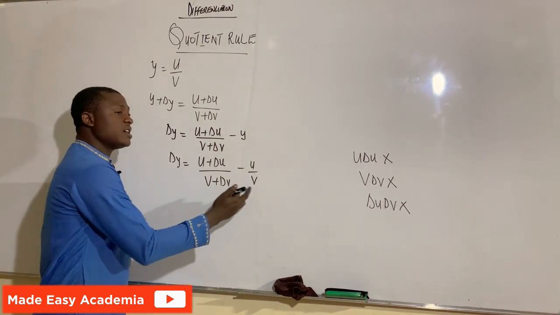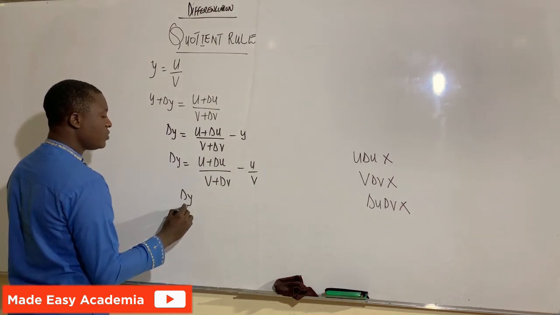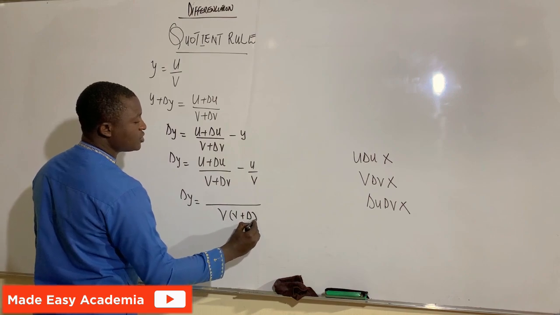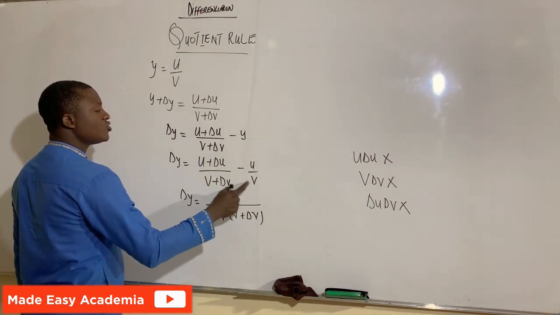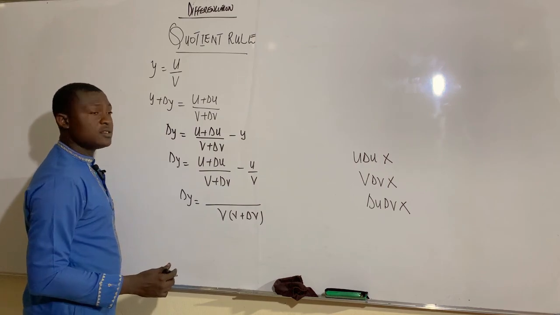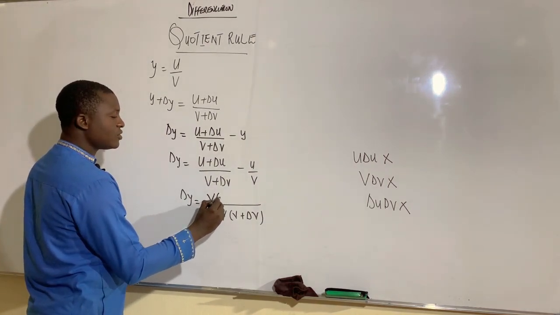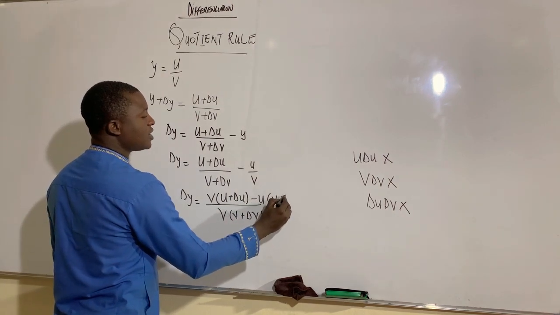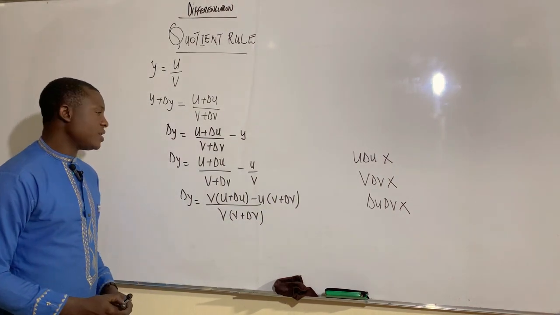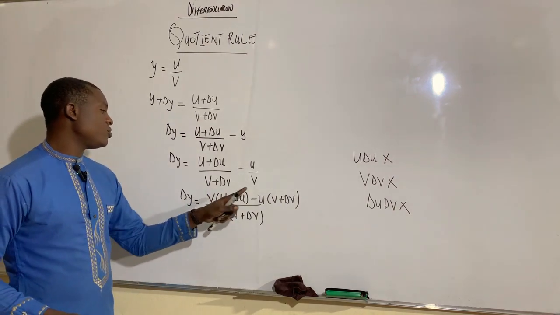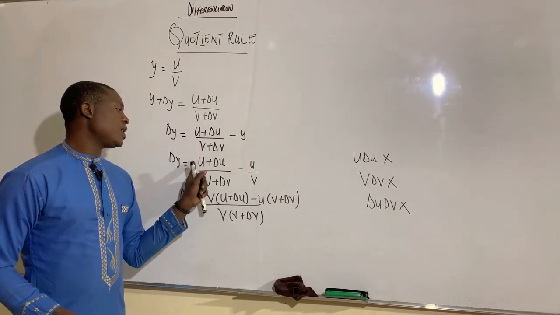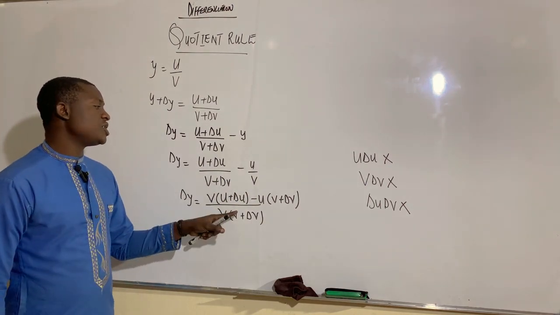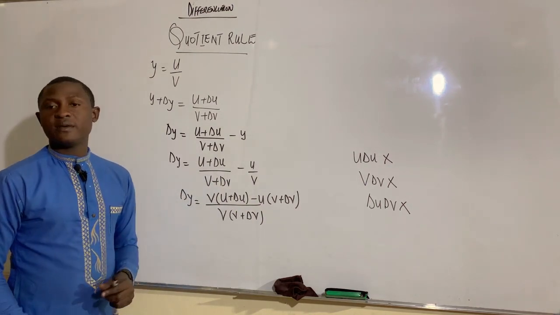So now, by taking the LCM, to combine them together, we have change in y. The LCM of this is going to be v bracket over v plus change in v. You take the LCM, this will multiply this one, and this will multiply this. So that means we have v bracket of u plus change in u minus u bracket over v plus change in v. So what did I do there? I only took the LCM. The LCM is when we combine them together, so this will multiply this at the same time, and this will also multiply this. That's why we have v bracket of u plus change in u minus u bracket over v plus change in v.